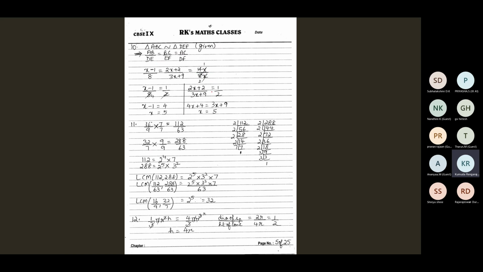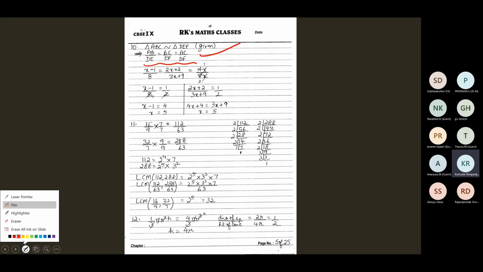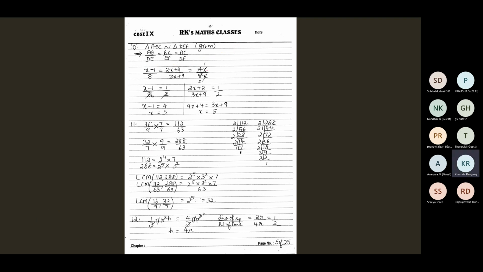Sometimes what may happen is, supposing this is quadratic and you get two values, supposing you get x is equal to 5 or 2. So whatever is the common solution is the answer. If in one you're getting only one value and in the other you're getting two values, the common solution is the value for x. So in 10, triangles similar, so corresponding sides are proportional, fill the expressions and find the value of x. That's about 10. 11 I told you.